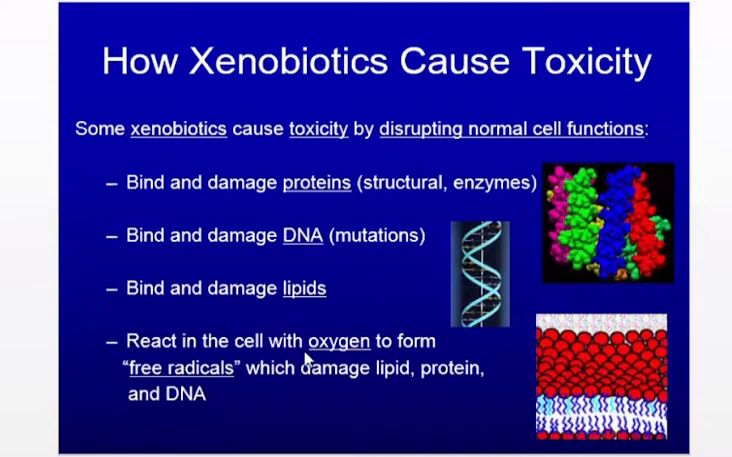And then they also react in the cell with oxygen to form free radicals. So the chemical, through oxidative reactions, may react with oxygen in the cell and form free radicals that can damage the lipids, the proteins, and the DNA. So in that way, maybe there are substances that can remove the free radicals from the system so that you reduce the damage of the toxicants in the system.